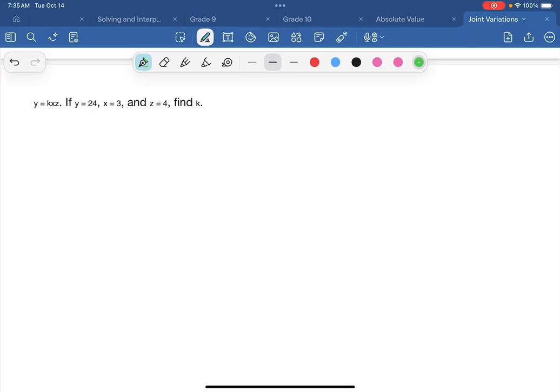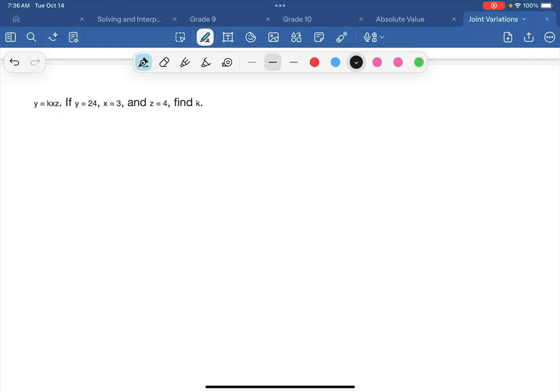This time, let's try to solve problems in finding the value of k. Now, based on the given, y varies directly as x and z, or y varies jointly as x and z. Now, if y equals 24, x is equal to 3, and z is equal to 4, find k. So this is just similar to finding k having the direct relation in our earlier topic, but this time we have another variable which is z.